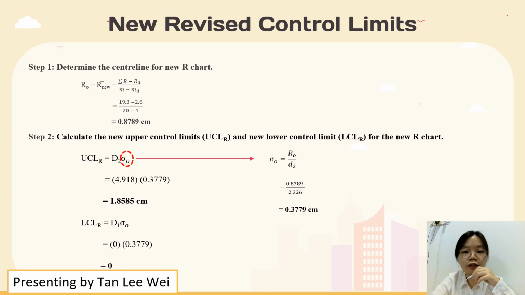In order to find the new value for the revised control limit, a new center line is determined. By using the formula, we get the new R value of 0.8789 cm. The variance is then calculated by dividing the new center line value by D2. From table 2, the D2 value for subgroup size of 5 is 2.326. Thus, the variance we get is 0.3779 cm. Next, by using the formula, the values of the upper control limit and lower control limit are 1.8585 cm and 0 respectively. The D1 and D2 values used in the formula are referred from table 2 with the subgroup size of 5.